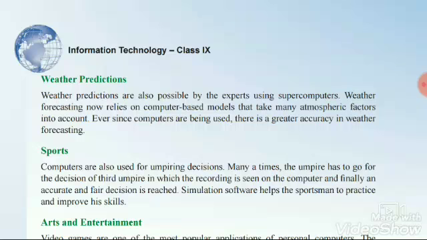In the sports field, computers are also used for umpiring decisions. Many a time the umpire has to go for the decision of the third umpire, in which the recording is seen on the computer and finally an accurate and fair decision is reached. We can see the third umpire decision in any cricket match.